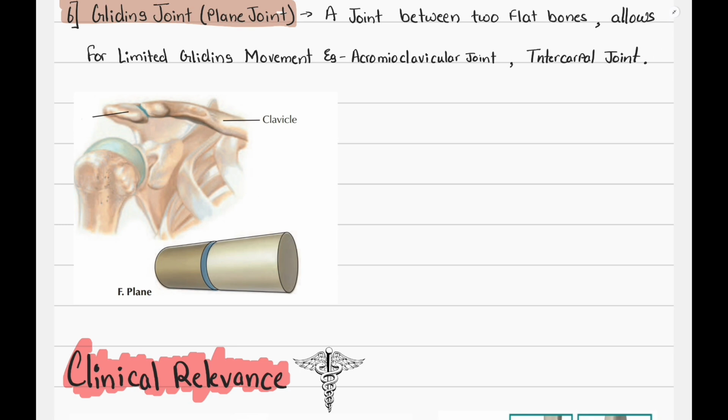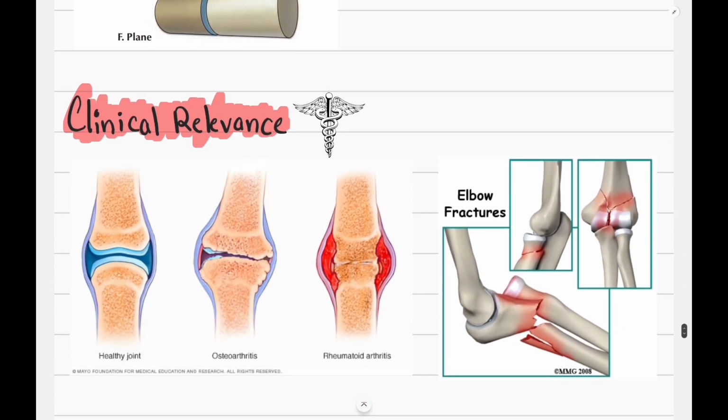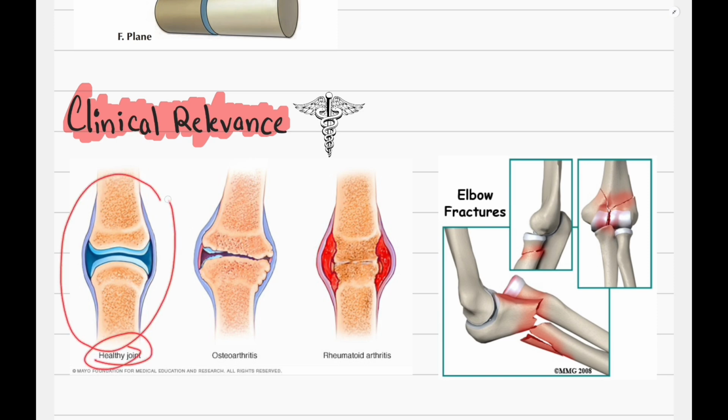So with this, we come to the clinical relevance of today's topic. Studying synovial joints is clinically relevant because they are the most common types of joints in the human body, and therefore understanding their structure and function is critical for diagnosing and treating joint pain, inflammation, and conditions like arthritis. So this is the healthy joint. We have studied the anatomy of the synovial joint.